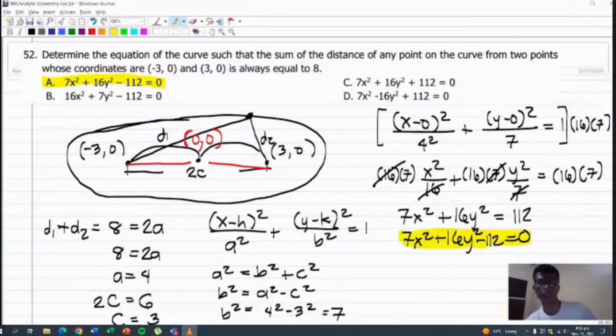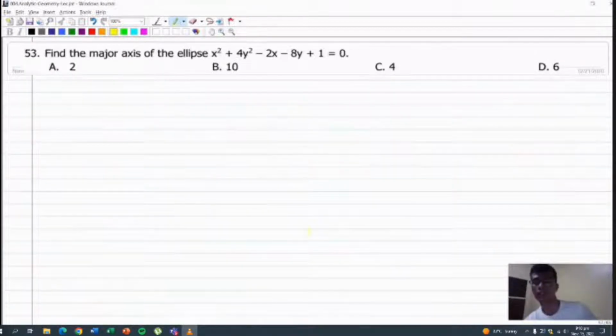Number 53. Find the major axis of the ellipse x squared plus 4y squared minus 2x minus 8y plus 1 is equal to 0. So the major axis of the ellipse is 2a. So para malaman natin kung ano yung 2a, kailangan alam din natin ano yung value ni a. And sa ellipse, ayan yung laging mas malaking denominator.